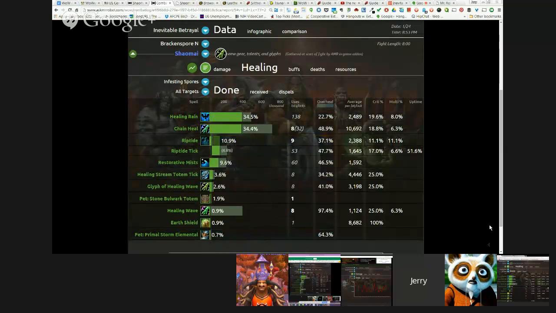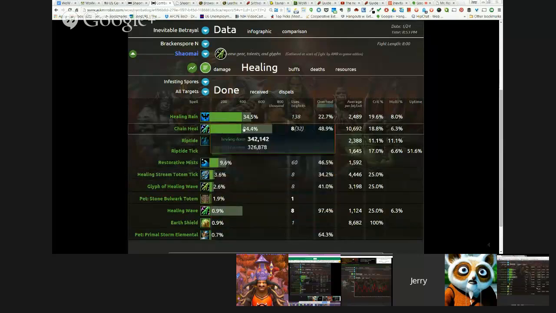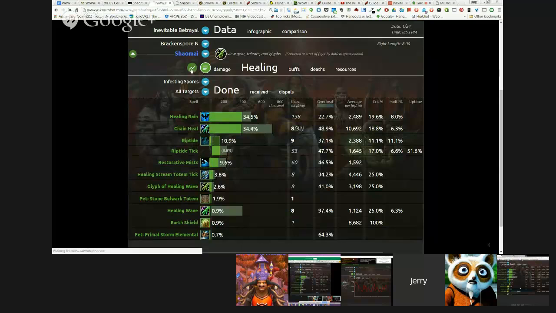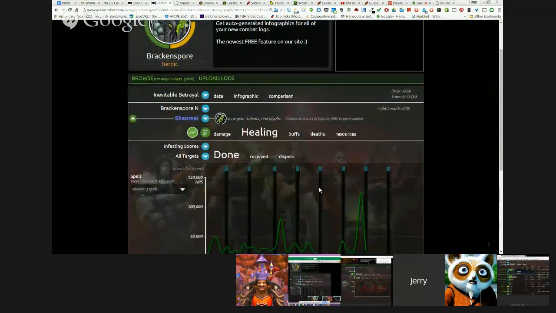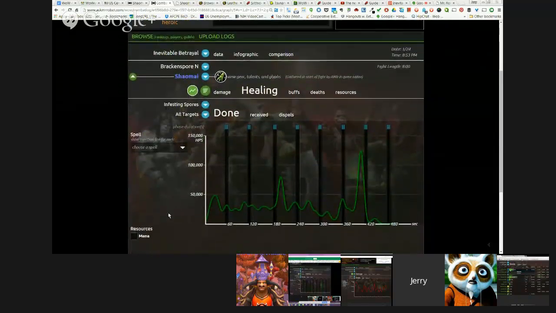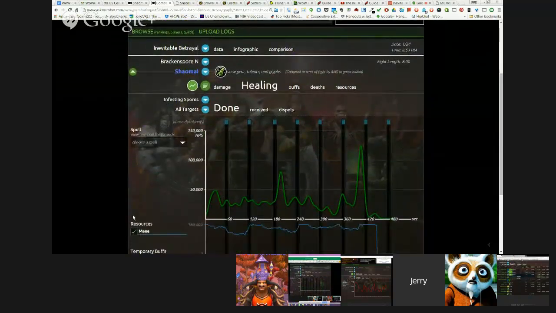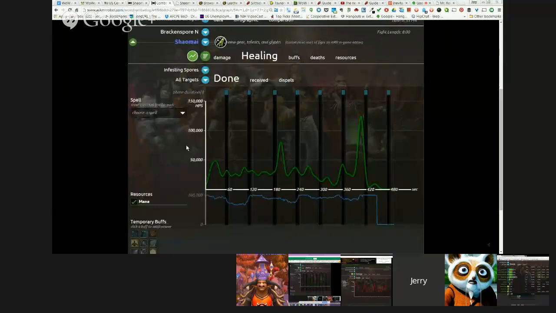Did your expectations line up? Were you doing what you thought you were doing in your rotation, or are you surprised by certain other spells or moves that were giving you a lot more performance than you anticipated? Just as you're staring at this, you get a chance to go through and play with it. I think you'll get a much better sense of what you can take away as far as analysis.